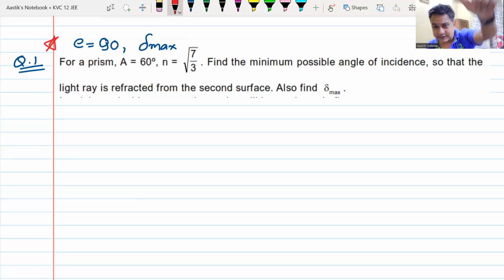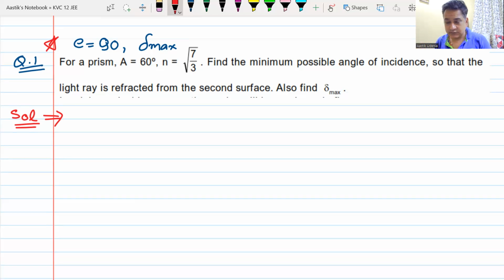Yes or no? Yes, sir. How did you get the value of minimum incidence? Yes, everyone has done this. The class that I cannot see, have you done this? The class that I cannot see is already gone. No, it's there.